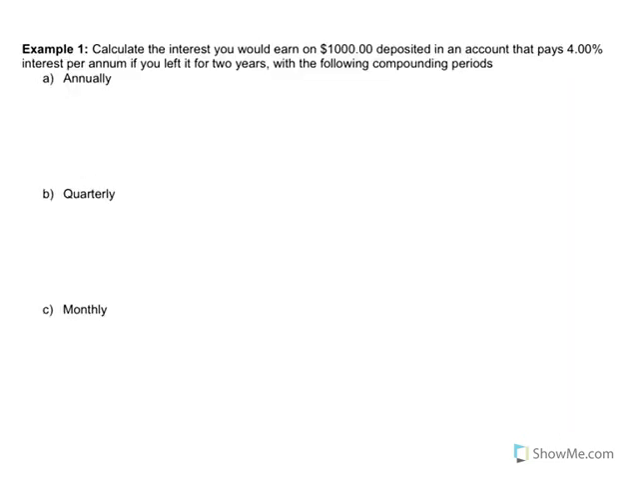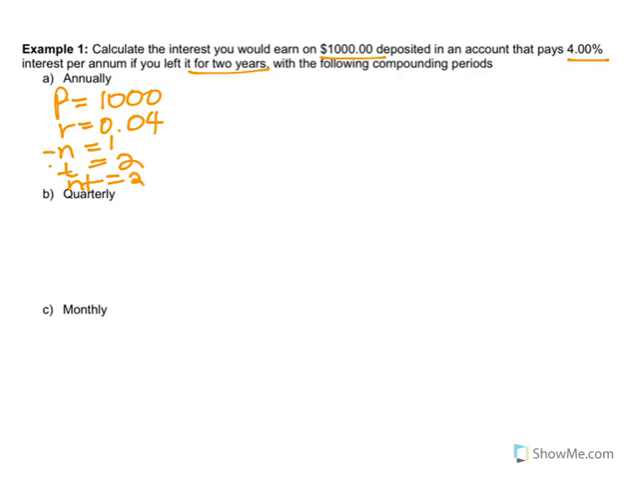So we're going to see which one's the best. We're going to start with writing out all of our variables, and I'm also going to do NT because it makes it a little bit easier. So you're depositing $1,000 at an interest rate that pays 4%, so 0.04. And you're leaving it for 2 years, so my term is T. We're going to do different compounding periods here. The first one is annually, so my N value is 1. To get N times T, we're going to multiply N and T, so 2 times 1, which is 2.